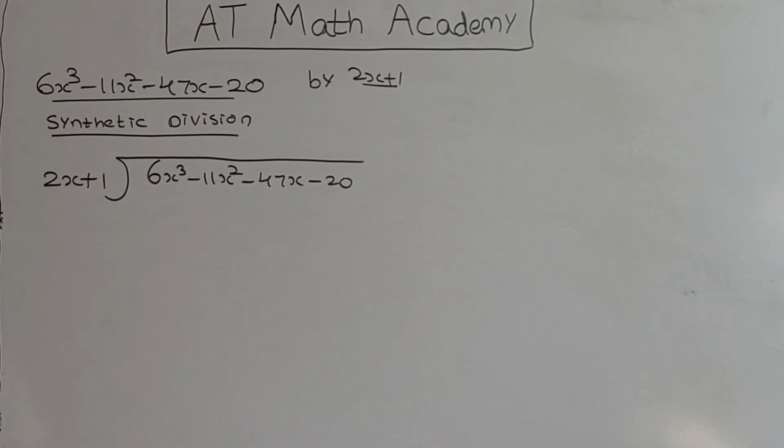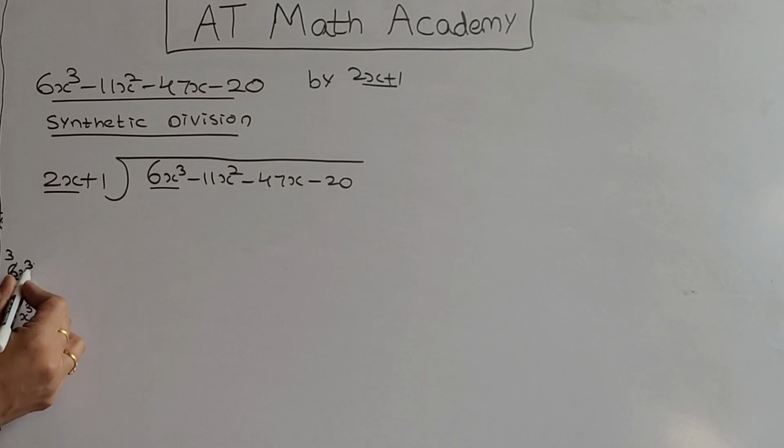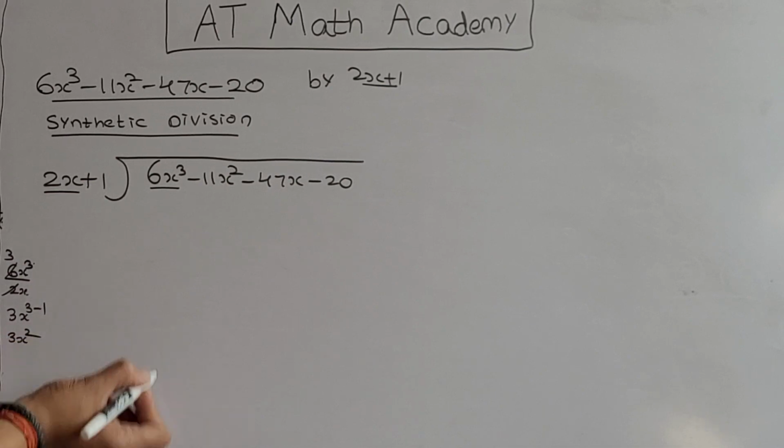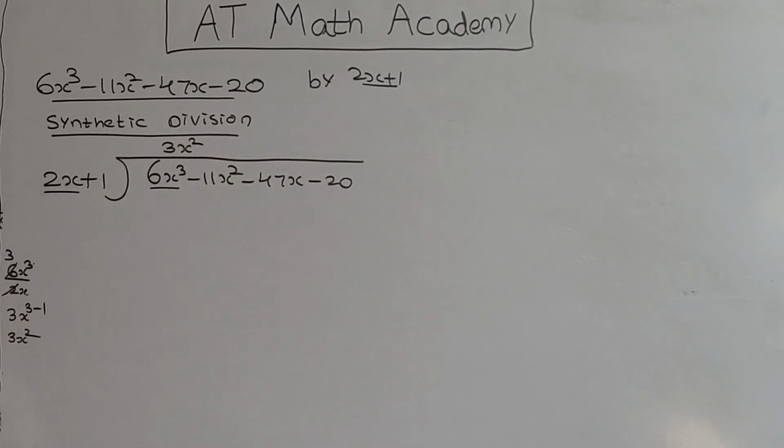Now the steps for this: we are going to take the first term from here and the first term from here, and the first step is to divide the terms. So 6x cubed is getting divided by 2x, and 6 divided by 2 is 3, and x to the power 3 and x to the power 1, when divided, a to the power m by a to the power n is a to the power m minus n. When bases are the same, to divide we subtract the exponents, so it becomes 3x squared. So I'm writing the number here as 3x squared.